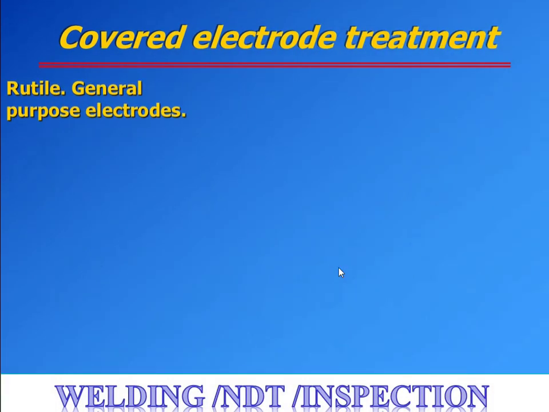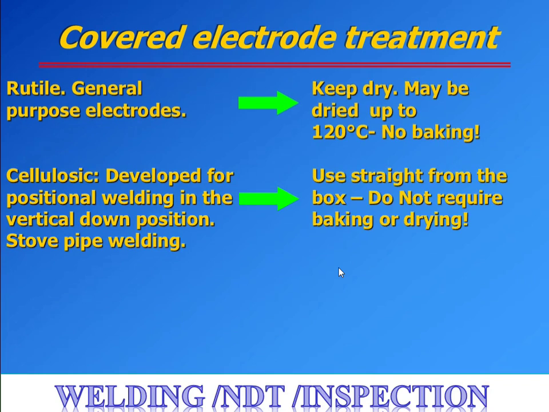So, the rutile general purpose electrode: keep dry, may be dried up to 120 degrees centigrade, no baking. For the rutile electrode, we don't need any baking, but we always need to keep it dry, and if it is a requirement, then dry it up to 120 degrees centigrade.